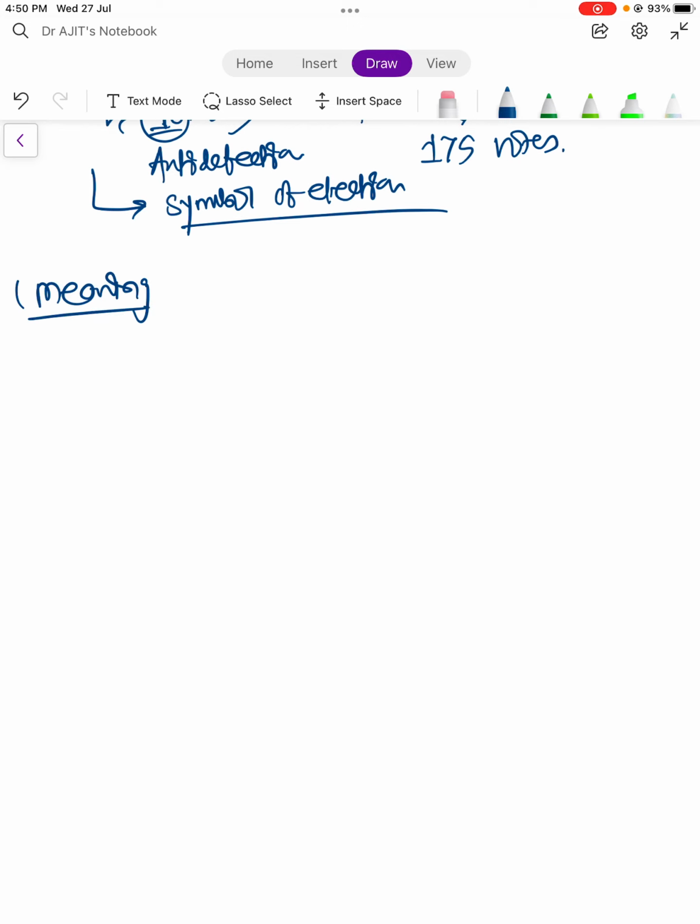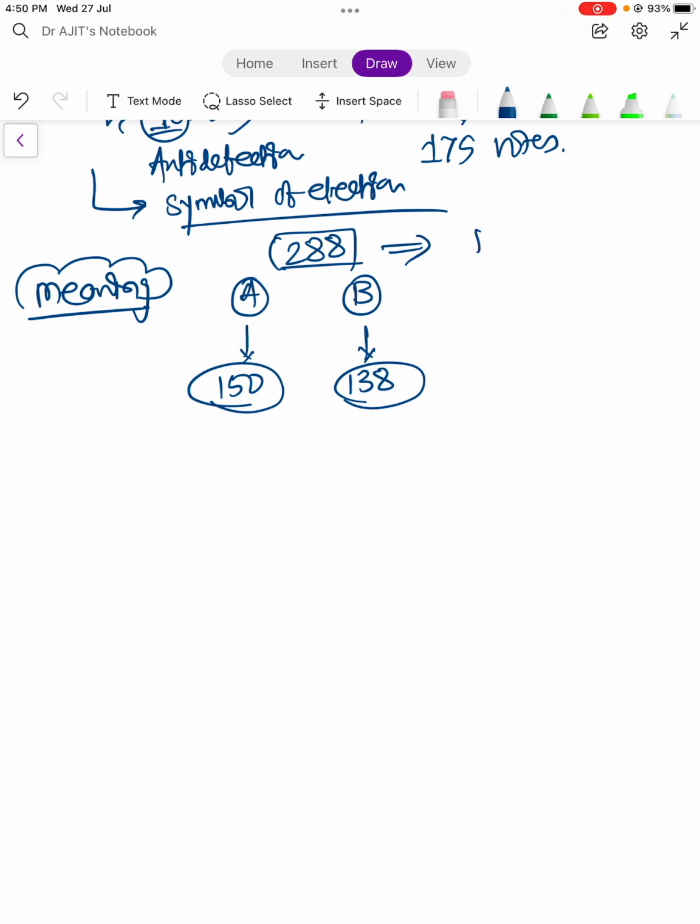of defection. What do we understand by defection? For example, suppose there is one party A, another party B, and there are around 288 seats. Hypothetically, we will imagine this gets 150 seats, this gets 138 seats, right? Now to form government you need 145, right? And now, getting 150, party A will form the government. But what happens? Around 20 MLAs from party A join party B, and now its strength becomes 158 and they form the government.